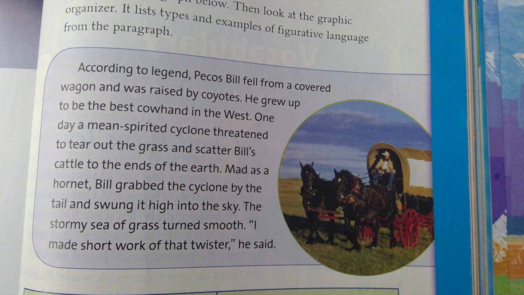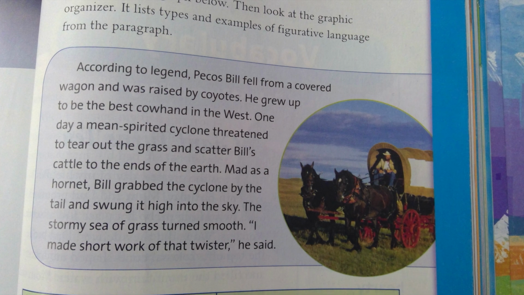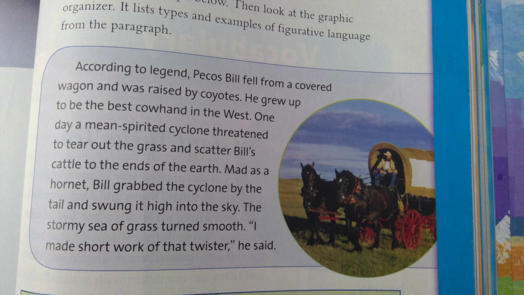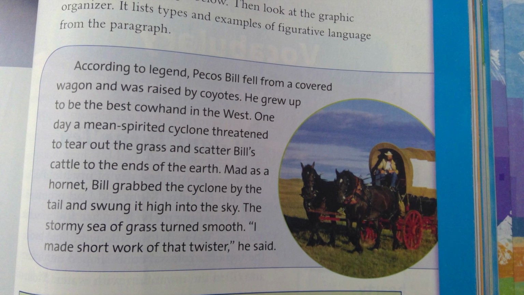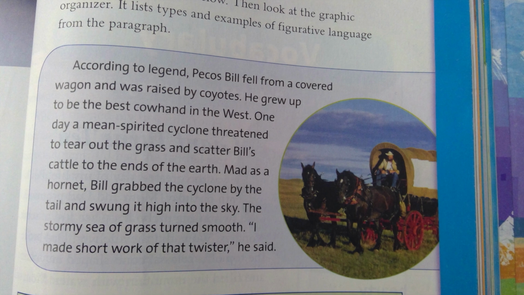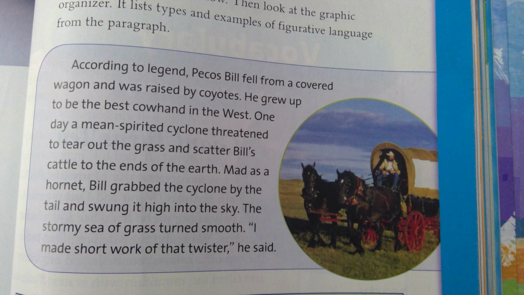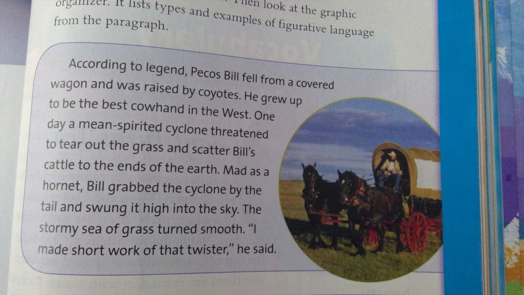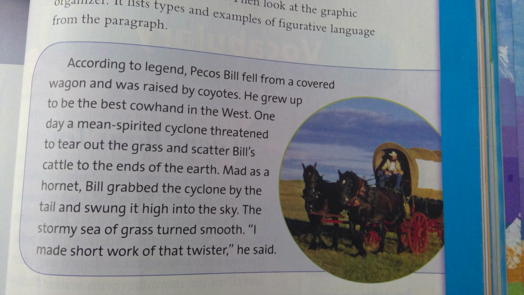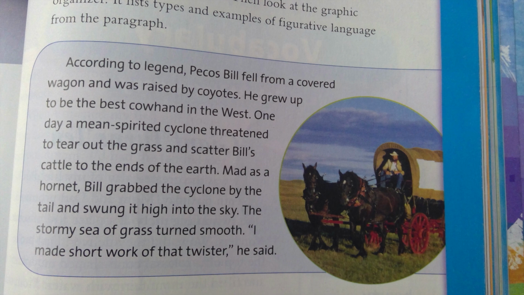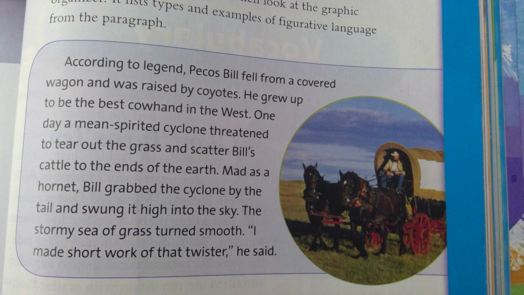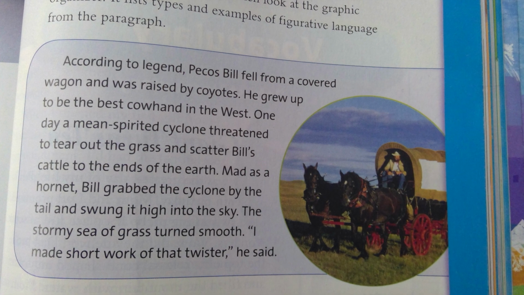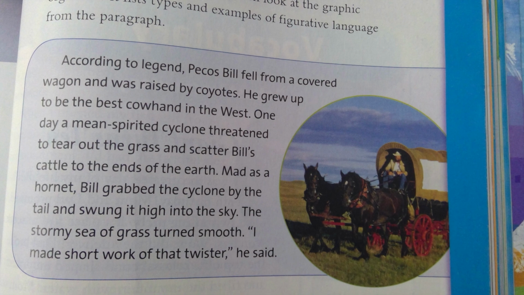According to legend, Pecos Bill fell from a covered wagon and was raised by coyotes. He grew up to be the best cowhand in the West. One day, a mean-spirited cyclone threatened to tear out the grass and scatter Bill's cattle to the ends of the earth. Mad as a hornet, Bill grabbed the cyclone by the tail and swung it high into the sky. The stormy sea of grass turned smooth. "I made short work of that, Twister," he said.